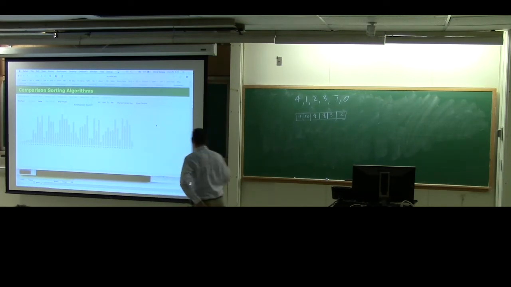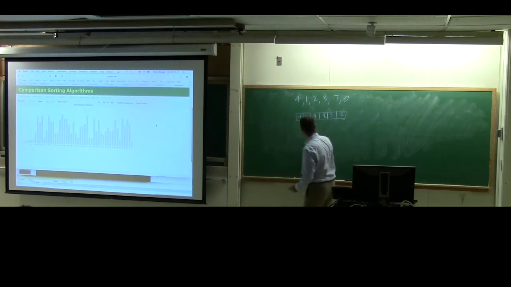Okay? Which means, what's the asymptotic complexity? It's n squared. That's the worst case. What's the best case asymptotic complexity? What order would you have to make it n? Okay, let's say it's already in order. 1, 2, 3, 4, 5.